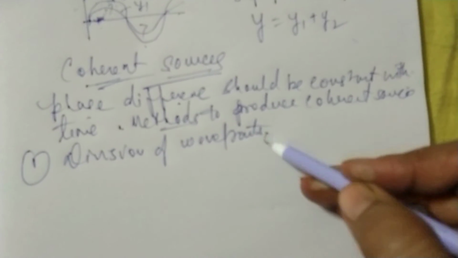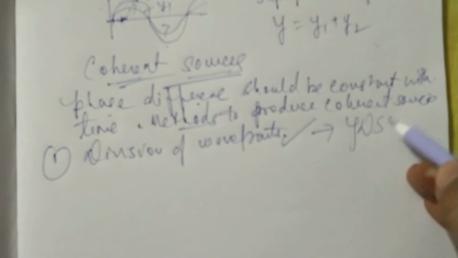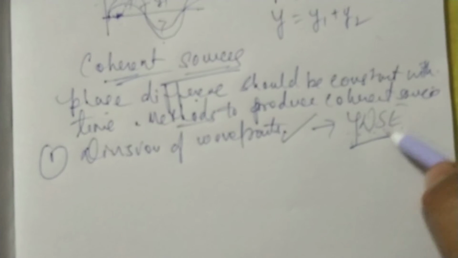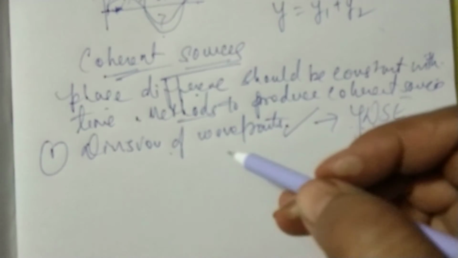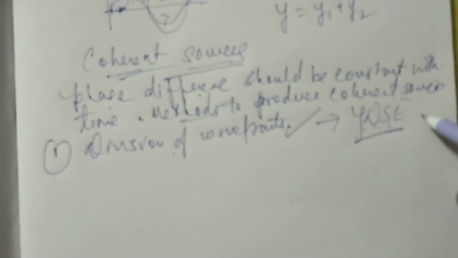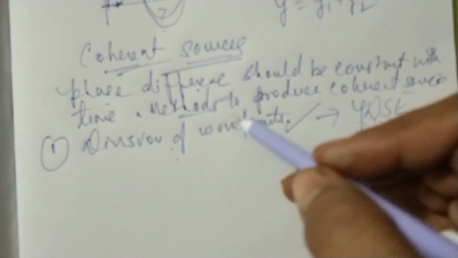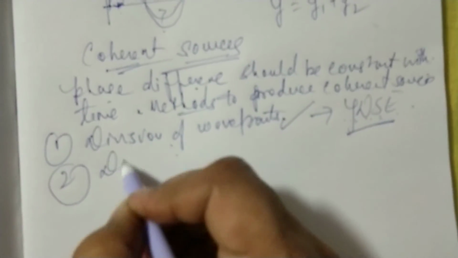This division of wavefront we will apply in Young's double slit experiment, that is the YDSE experiment. When you do this experiment, you will have the division of the wavefront. I'll show you how it is done in the next class. We also have the division of wavefront in the Fresnel biprism. So when the wavefront is divided, we get coherent sources. Next is division of amplitude.